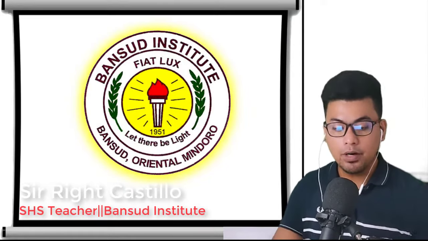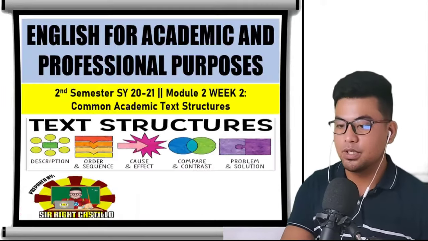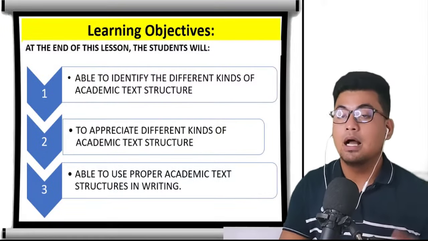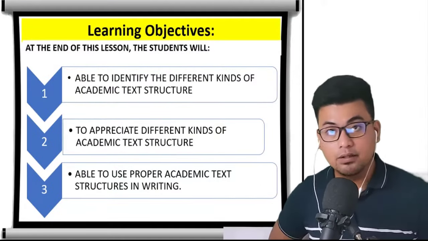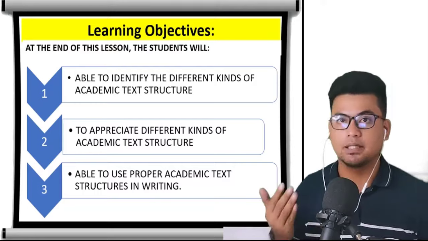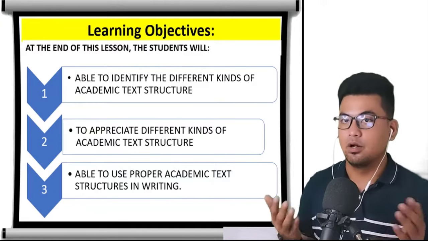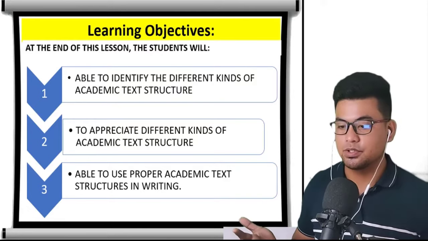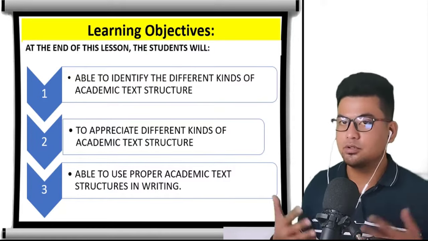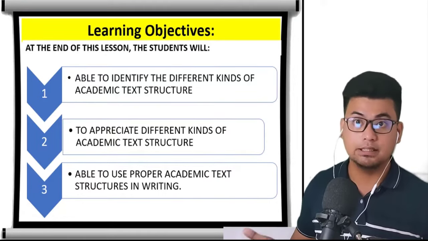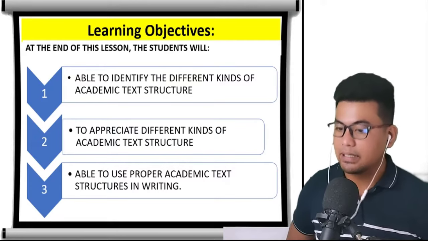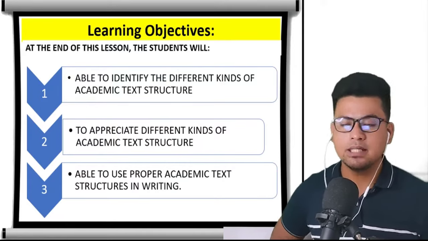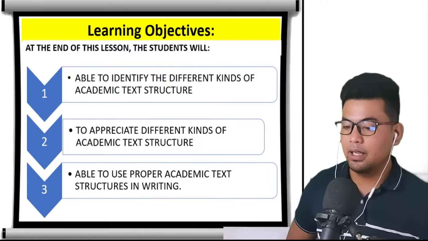And now for our learning objectives, you will be able to identify the different kinds of academic text structure and also appreciate different kinds of academic text structures. Not just identify, but also appreciate, oh, this is the way it is written. And then you will be able somehow to use proper academic text structures in your own writing.